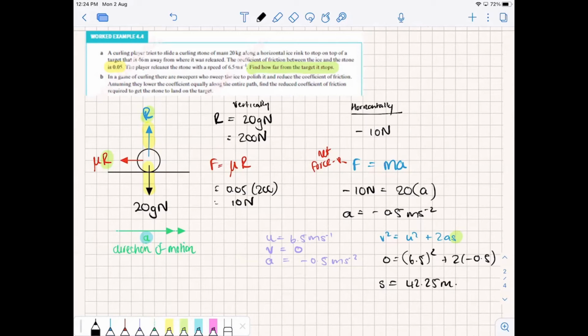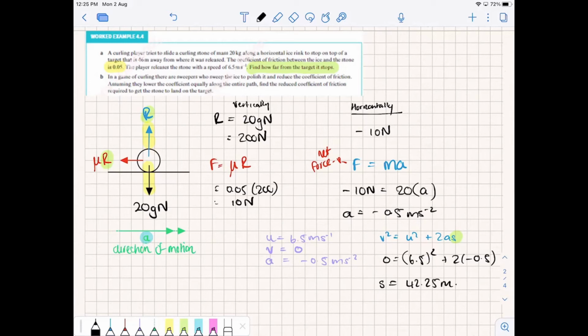Question B, or part B, says, in the game there are sweepers. So if you've ever watched curling, there's those guys that skate down the ice in front of the curling stone, and they rub the ice to try and lower the coefficient of friction, to make it more smooth, so that the curling stone can travel further. Or they roughen it up if they see the thing is going too fast. They'll actually roughen the ice up to slow it down.